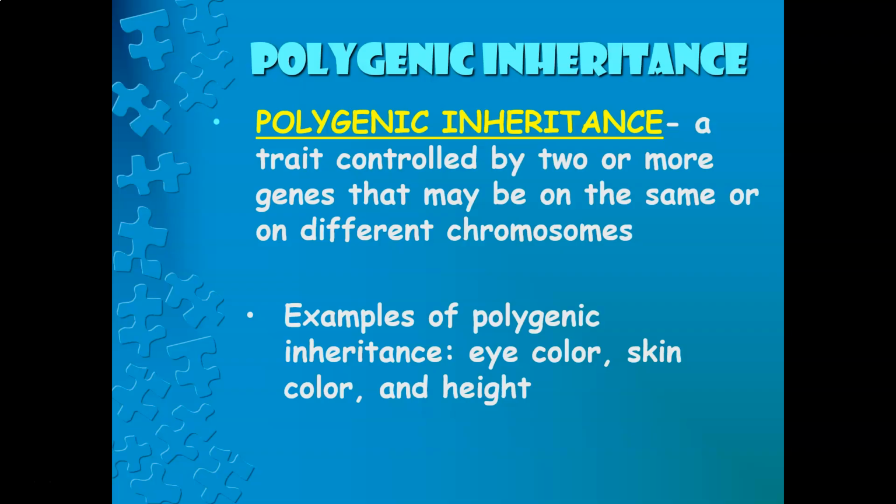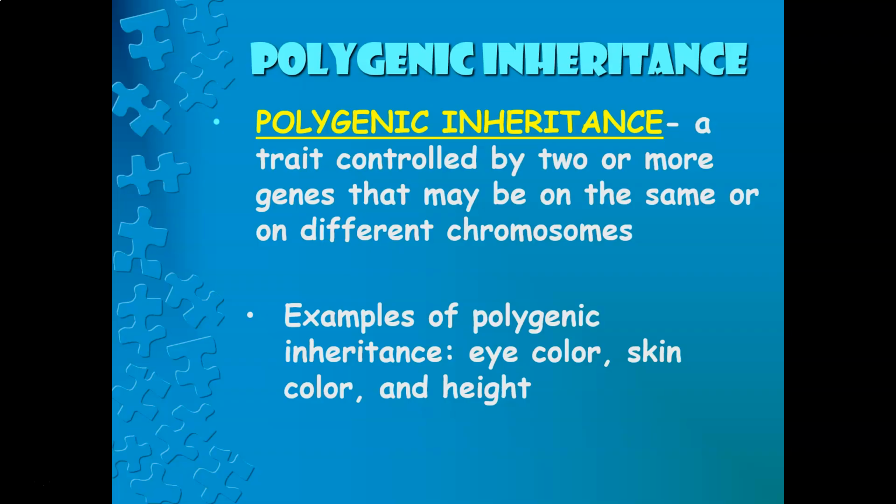Another type of unique inheritance pattern we can discuss is polygenic inheritance. Up to this point, we've often utilized things like eye color and skin color as examples of traits, but we've been oversimplifying it and assuming that it's either blue eyes or brown eyes, brown hair or blonde hair. There really isn't that cut and dry situation with a lot of those characteristics. Instead, they're polygenic.